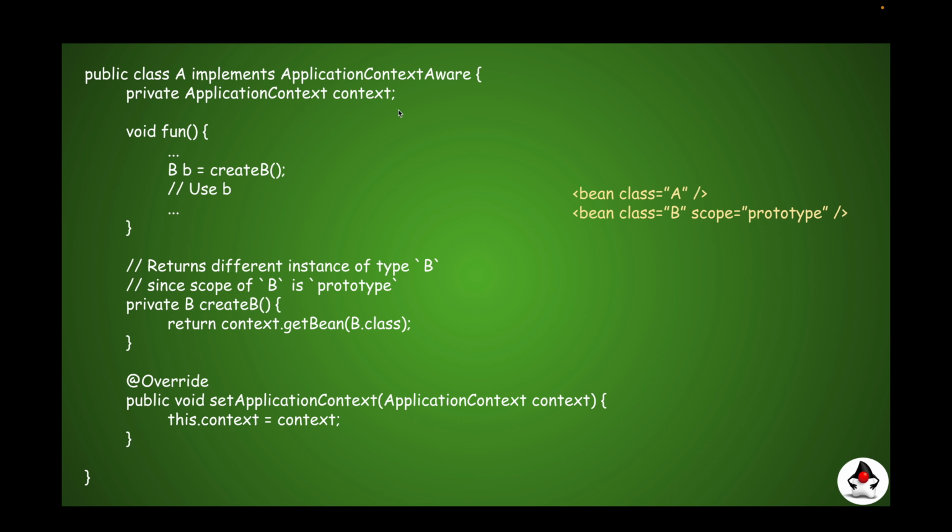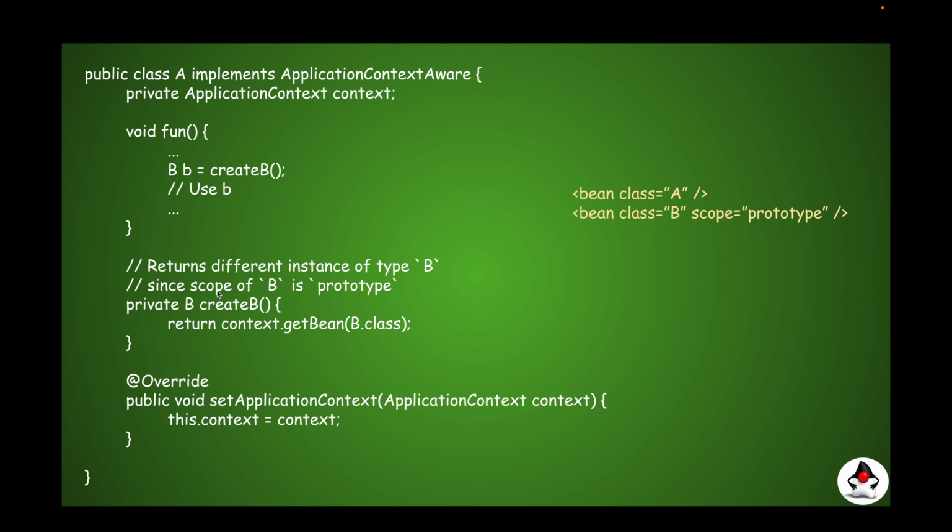So class A implements ApplicationContextAware, and then it needs to override one method, which you can see at the bottom, which is setApplicationContext. It will get an application context as parameter, then it can set the context instance variable. So now we will have application context. Now let's say we have a function called fun. Inside that we need a new instance of B every time we call this method. So we can call a method called createB.